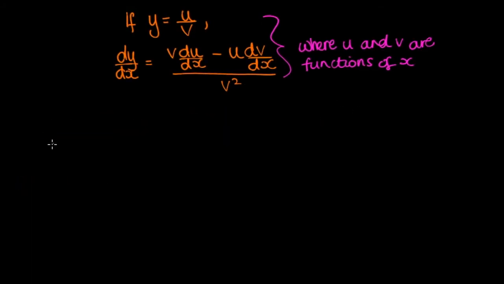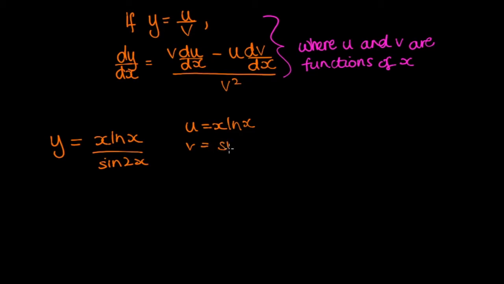So next we have y is equal to x ln x divided by sine 2x. In order to differentiate the numerator, we're going to need to use the product rule, and in order to differentiate the bottom, we're going to need to use the chain rule. So u is equal to x ln x, and v is equal to sine 2x.